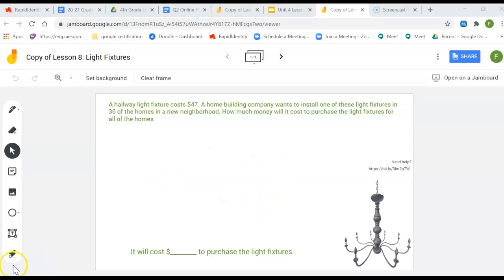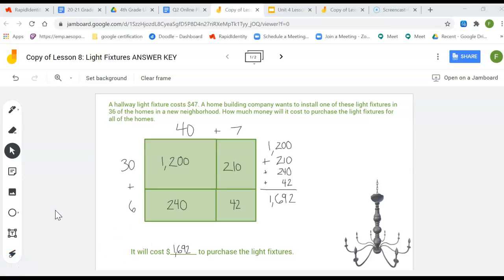For this one, you can use whatever strategy you want, but make sure you show your work for the problem. We don't want to just see an answer down in here. So you've had an opportunity to go in and solve the problem yourself using your strategy. I've gone ahead and used the area model for it.